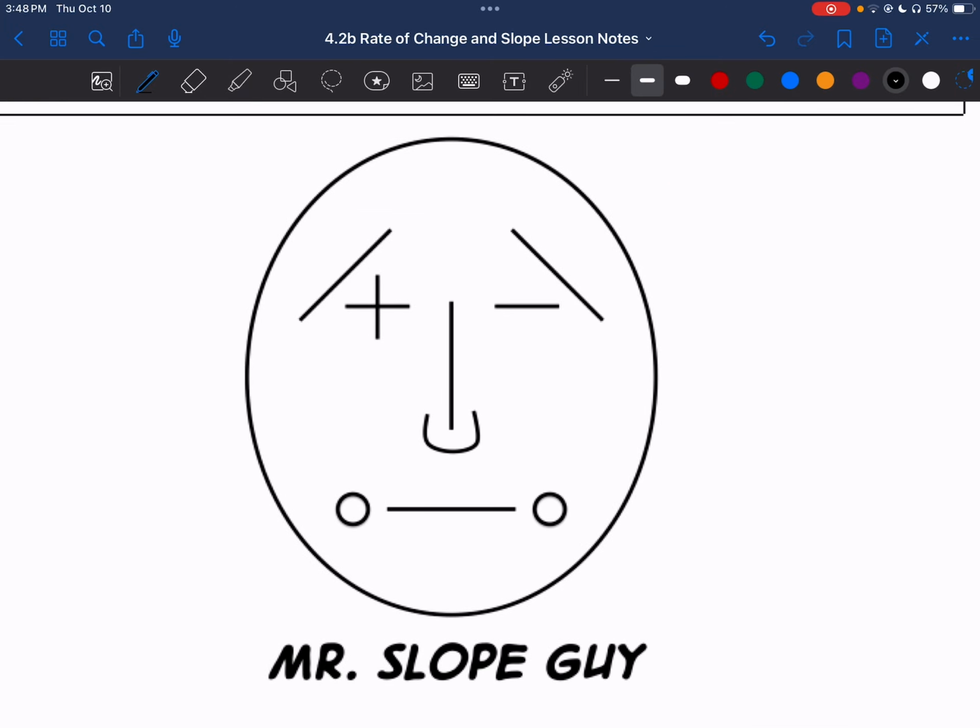All right. Now we have Mr. Slope Guy. This is a visual representation to help us remember what slope looks like. So if we're going up, we have a positive slope. If we're going down, we have a negative slope. If it's vertical, it's undefined, giving him a nice little nose. If it's horizontal, we have a zero slope, represented by the dimples of Mr. Slope Guy. So that is our lesson on slope.